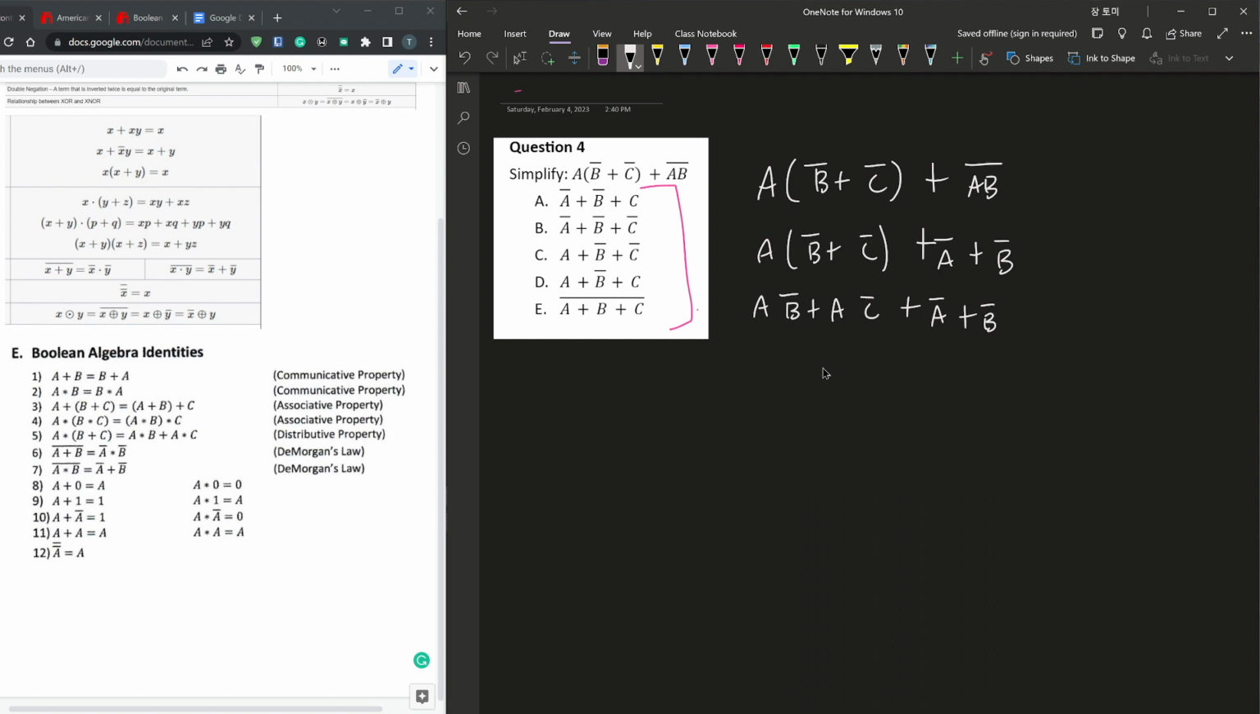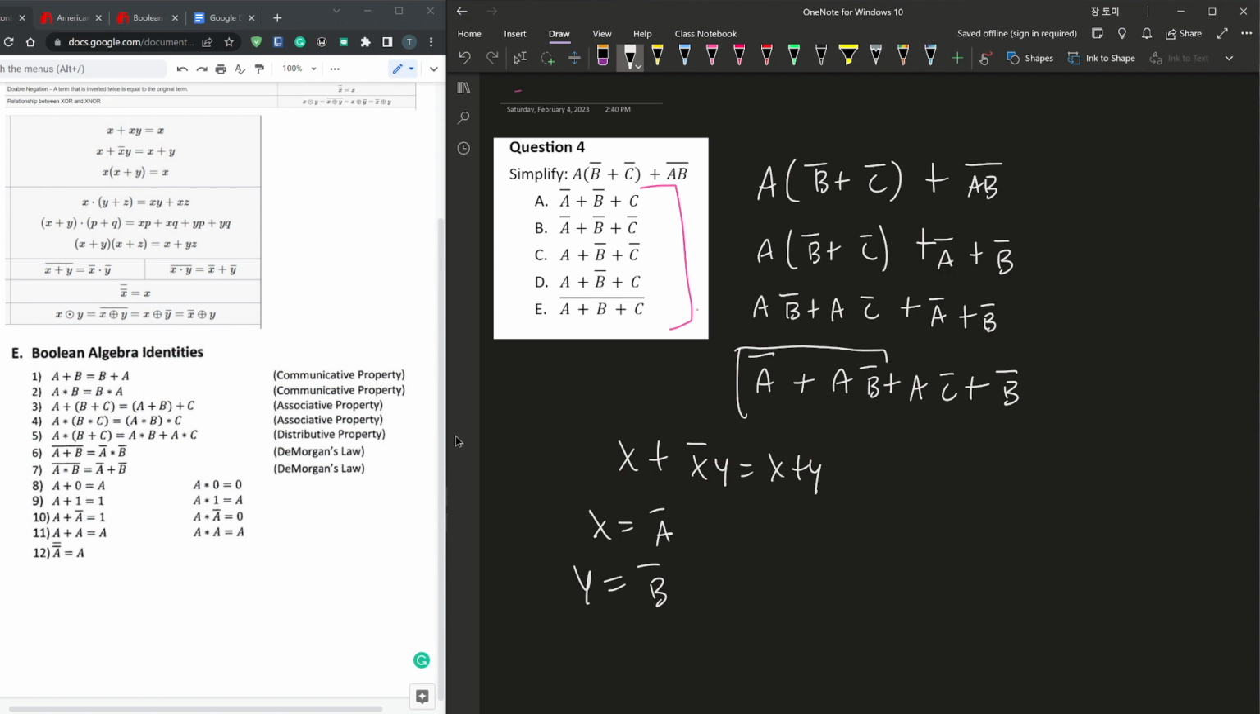The first thing I notice here is I have not A plus A not B plus A not C plus not B. The reason why I rearranged this such that not A is going first is because I want to use the second absorption law: X plus not X Y is X plus Y. If I say that X is not A and Y is not B, we can see the exact same pattern in this part of the identity, not A plus A not B. That is because A is just not not A.